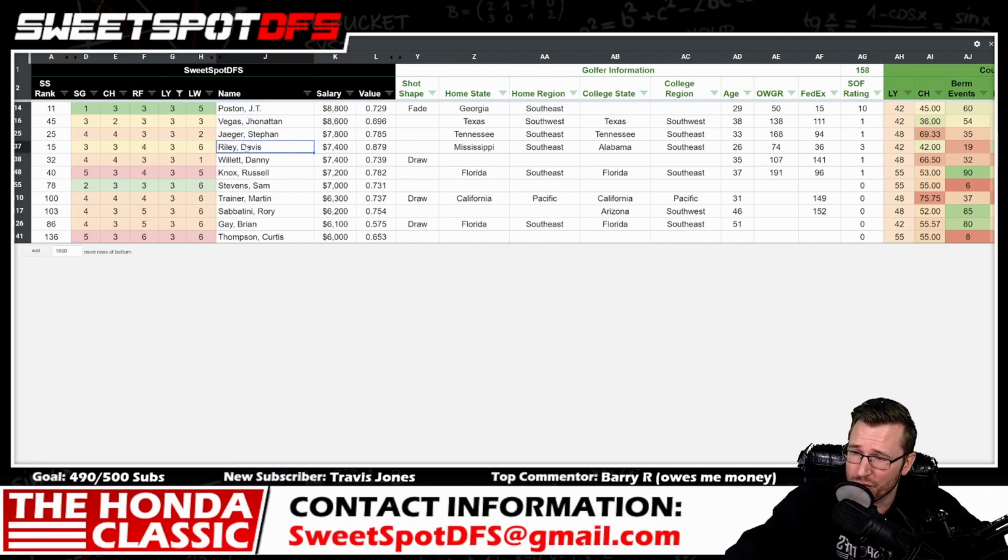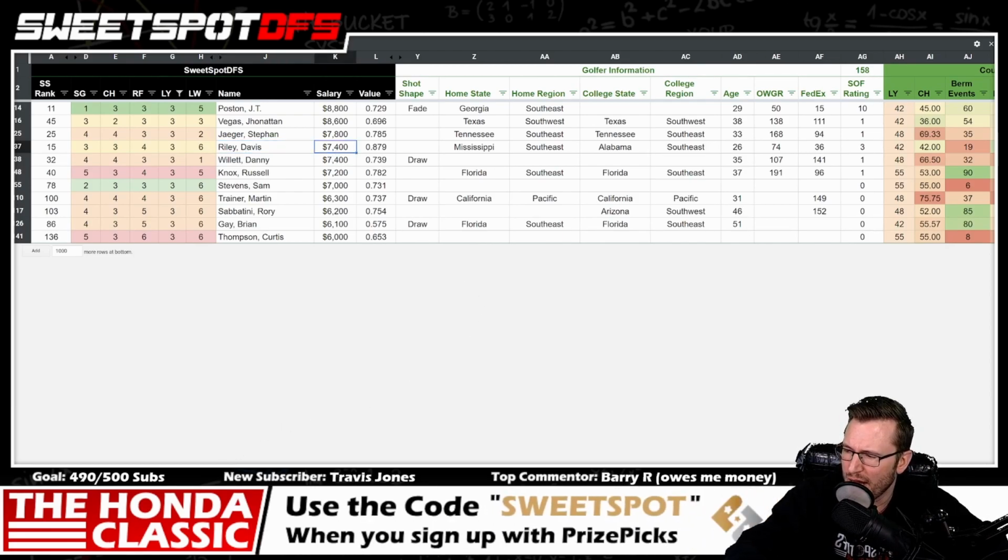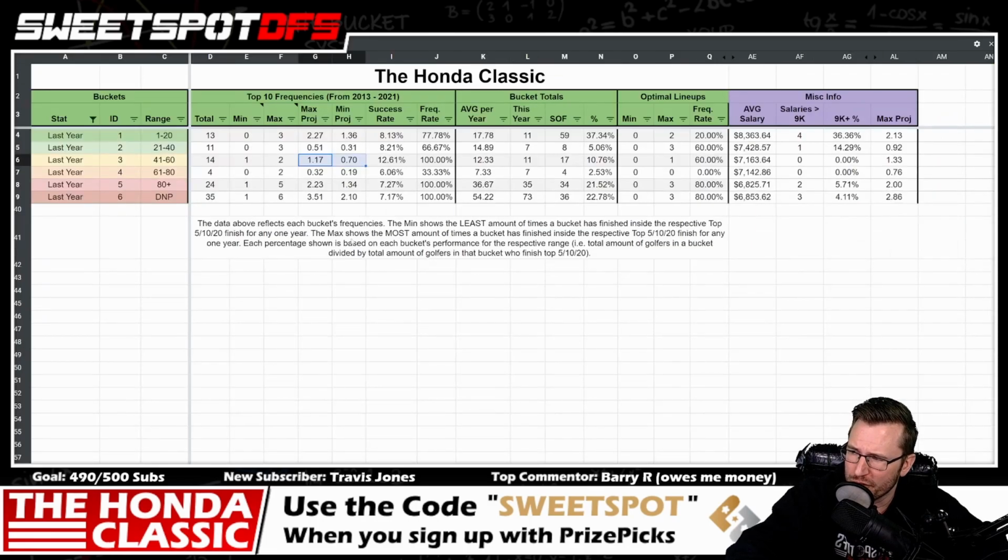Davis Riley actually intrigues me because this is a Bermuda golf course, quote unquote Bermuda golf course, and he's played most of his golf on Bermuda. So I don't mind Davis Riley. This is a pretty good price tag for him. So yeah, I could see this bucket having 2 golfers from it being in the top 10. The next one, 0 to 2 is the projection here as well, although it's not as successful.